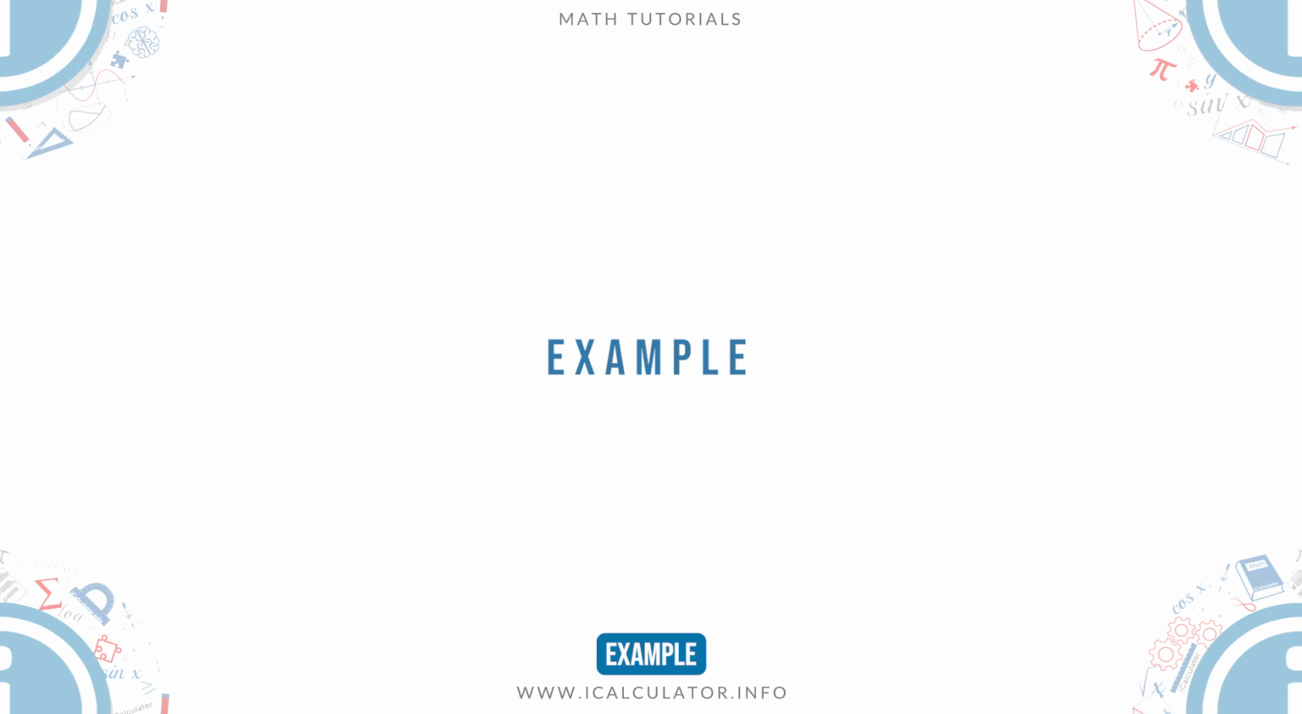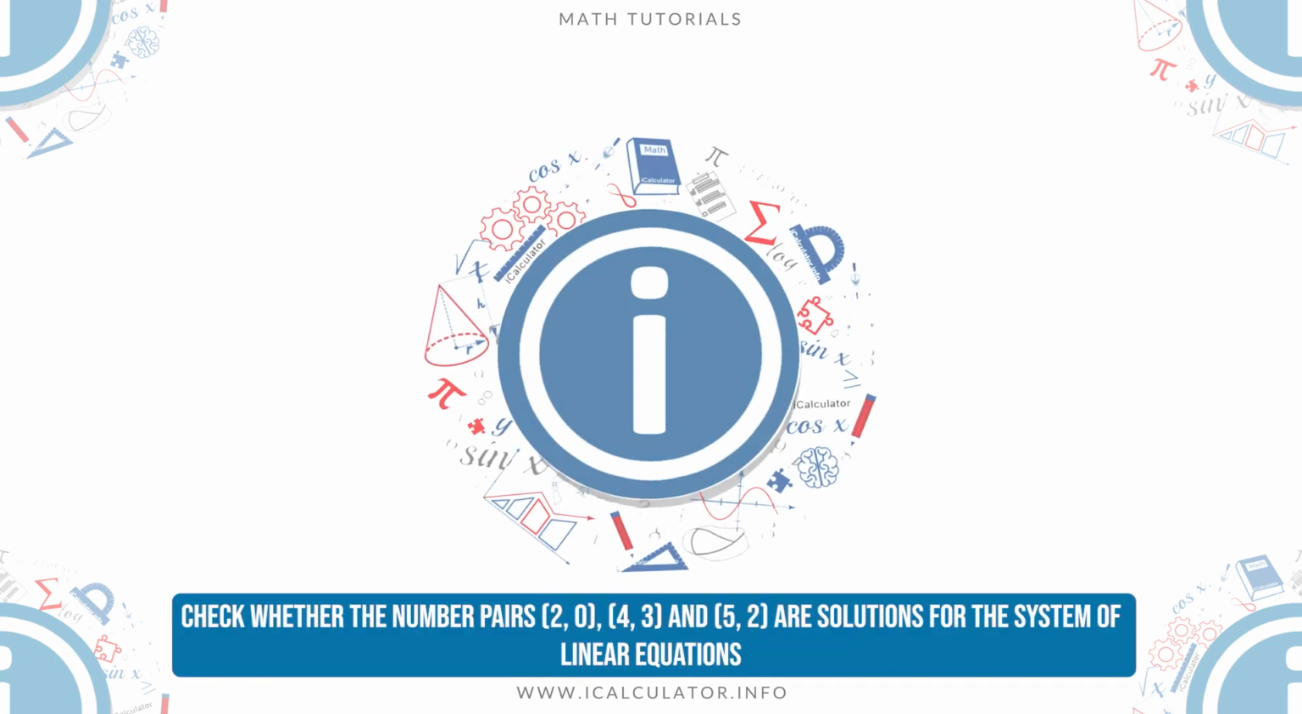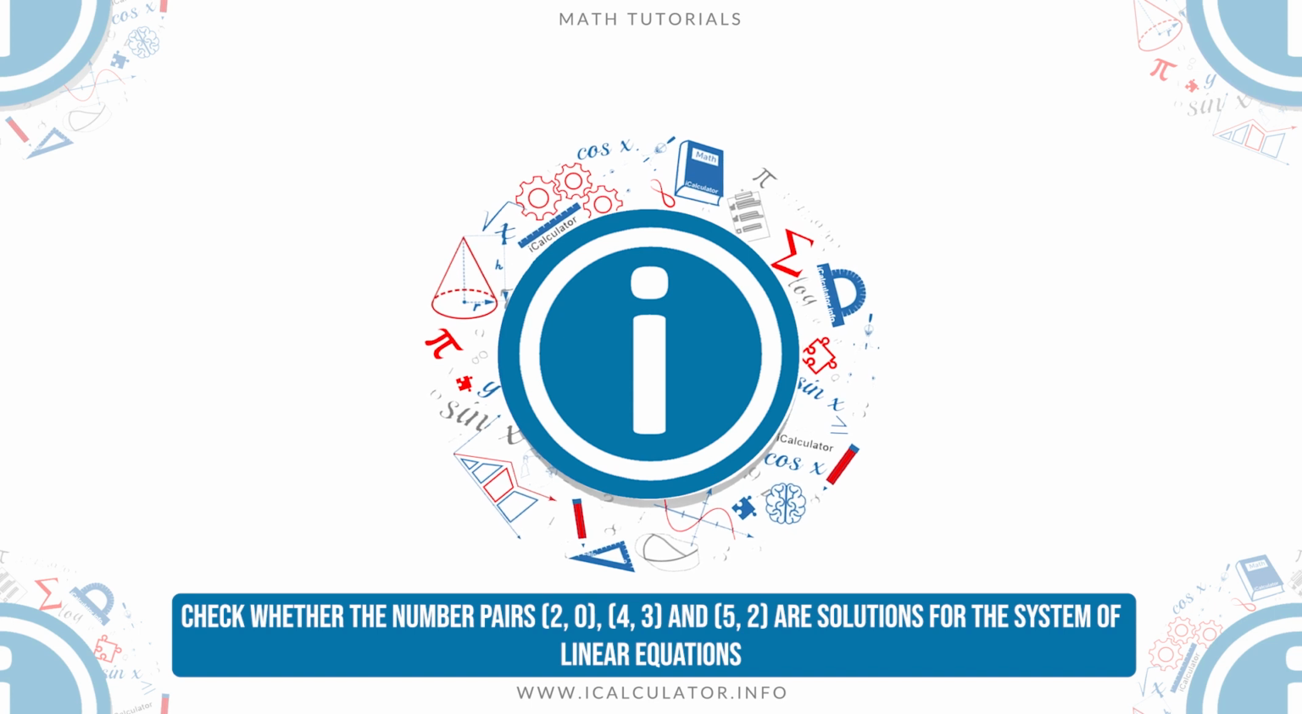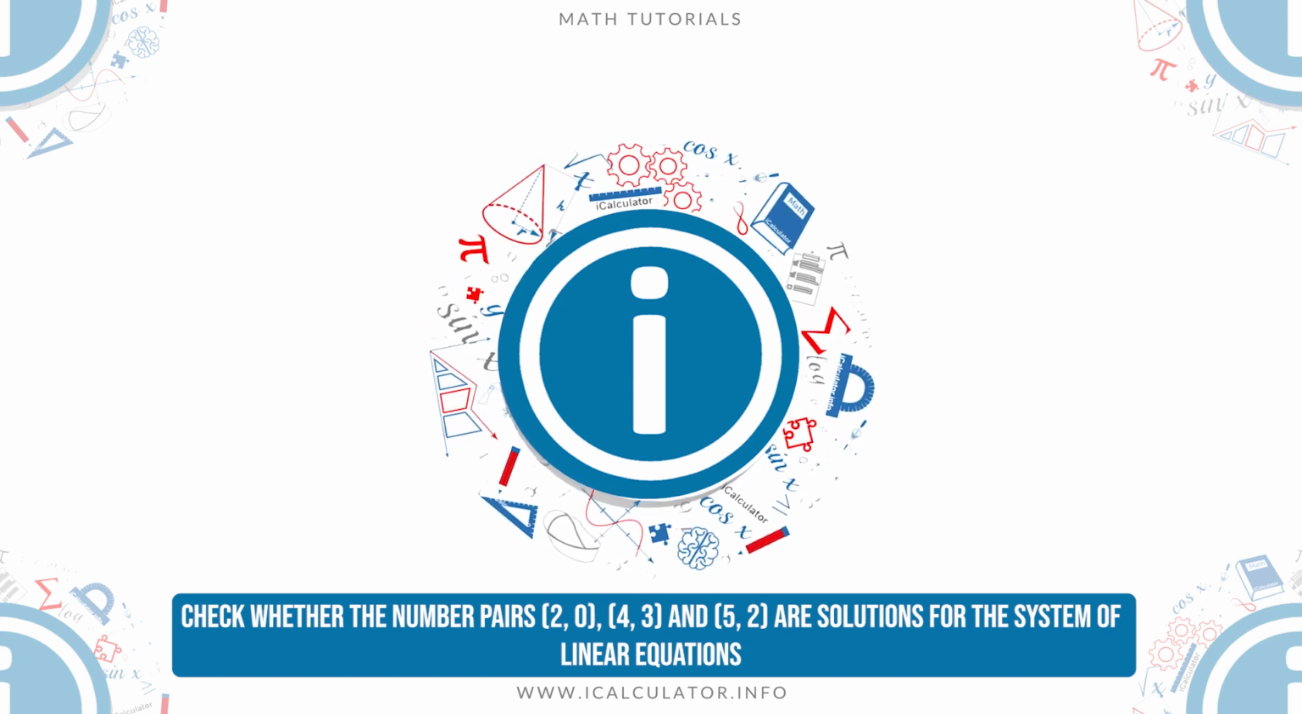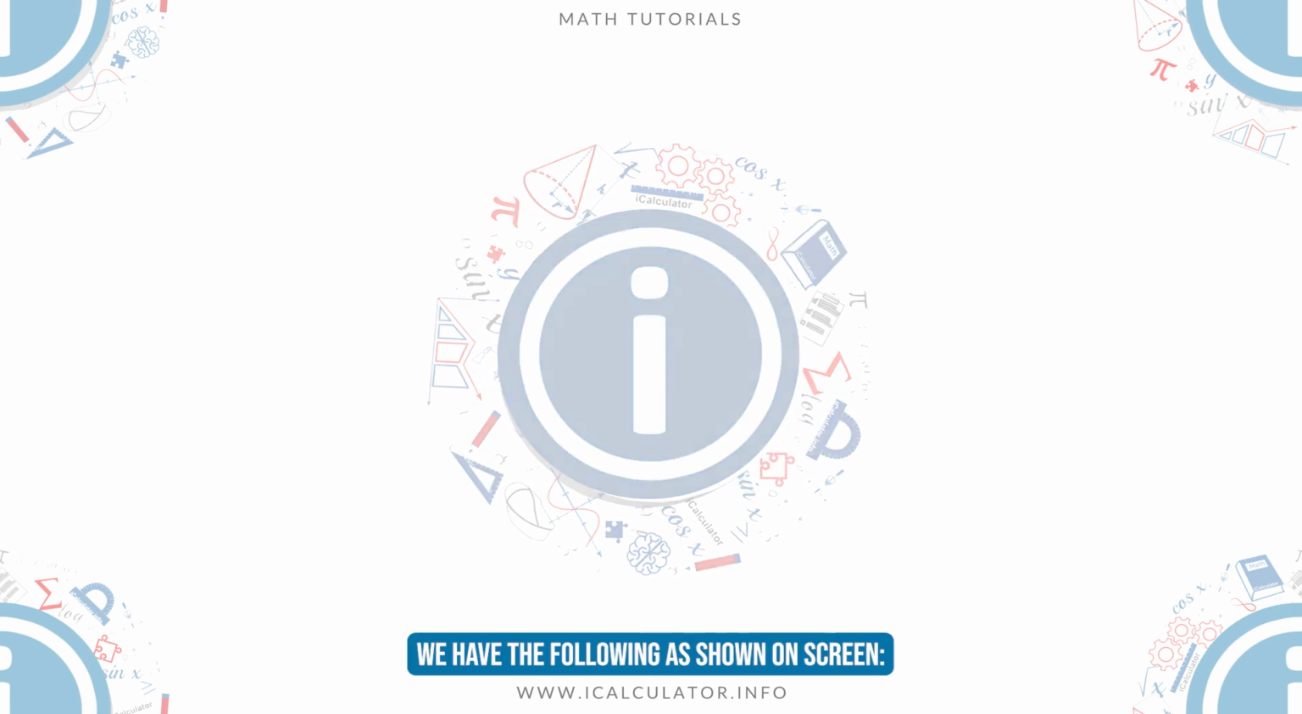Example. Check whether the number pairs (2, 0), (4, 3), and (5, 2) are solutions for the system of linear equations. We have the following as shown on screen.